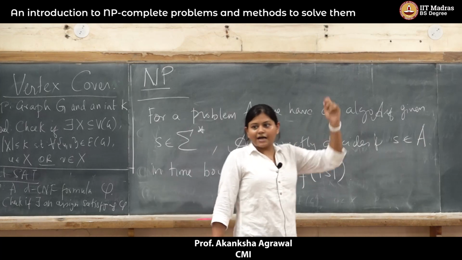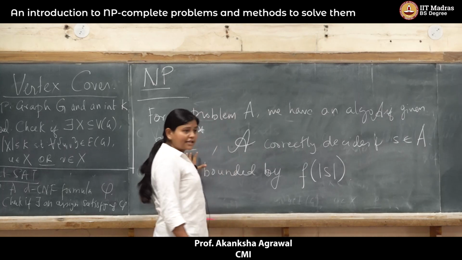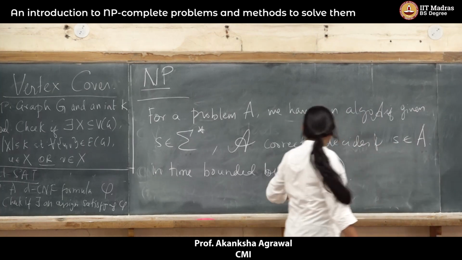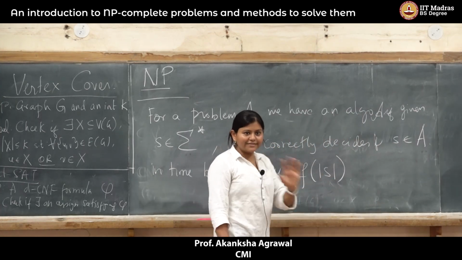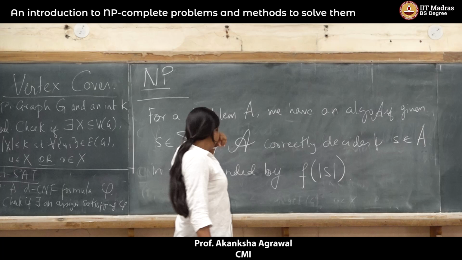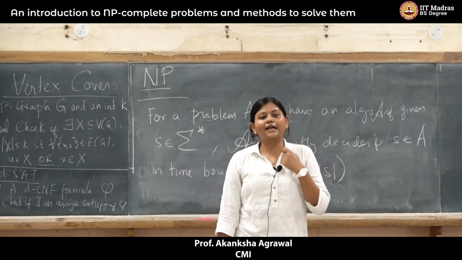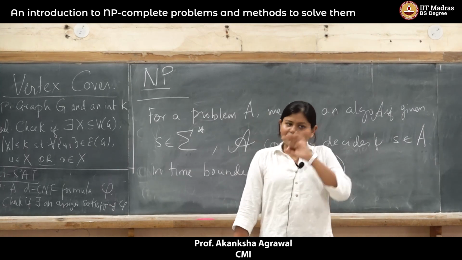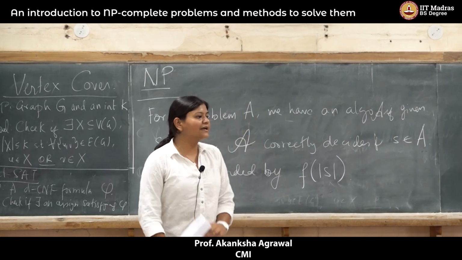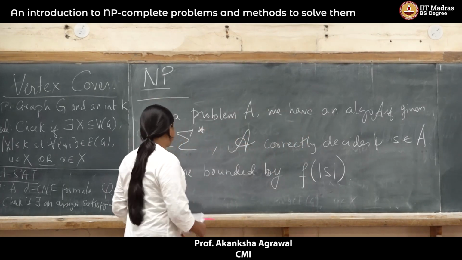So there is a function f and there is an algorithm A that, given a string in sigma star, correctly decides whether S is in my language or not in time bounded by f of the length of it. Okay, then we say that it is decidable. And whenever f is a polynomial function, then we say that such a problem is in the class P, polynomial time solvable problems. You might have encountered several of them. For now, we will understand something beyond the class P, which is our class NP.